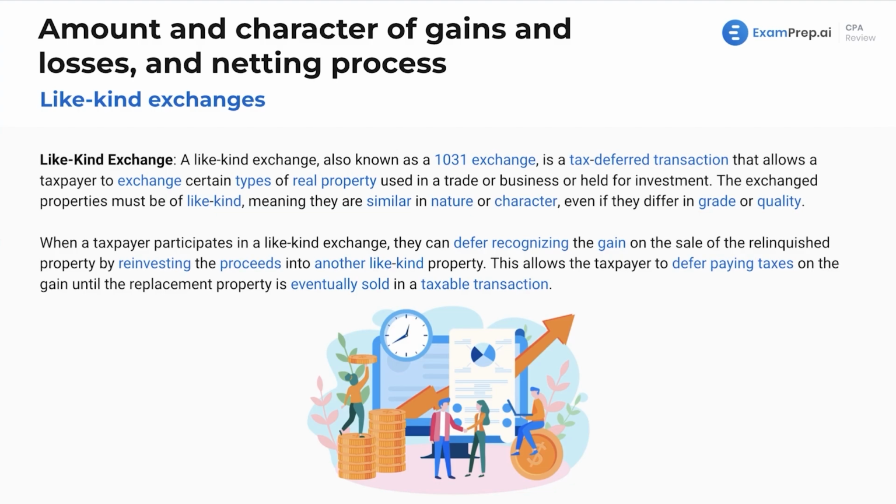But again, there's a lot of rules with it, meaning I can't trade an ice cream truck for a piece of land that's not similar to like kind property. So we'll see examples of that. Again, definitely tackled very heavily in our other lesson on taxable and non-taxable dispositions.